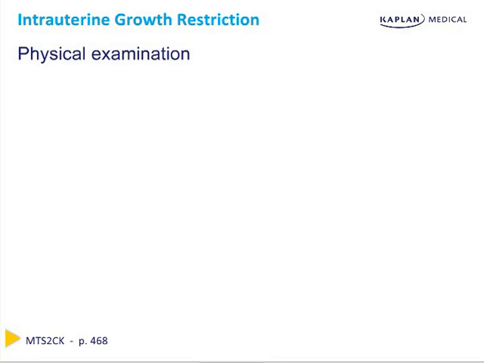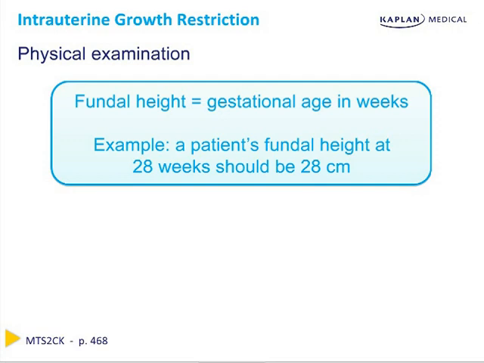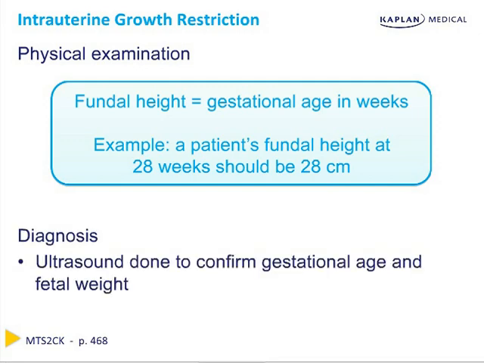There are a couple key points about the diagnosis of IUGR, starting with the physical examination. In general, the fundal height between 20 and 36 weeks should equal the gestational age in weeks. So for example, a patient's fundal height at 28 weeks gestation should be 28 centimeters above the pubic symphysis. Between 20 and 36 weeks, the fundal height should increase on average about a centimeter a week. A discrepancy of greater than 3 centimeters should prompt an ultrasound exam. Diagnosis is ultimately made when this ultrasound is performed and biometry is performed in order to obtain an estimated fetal weight.